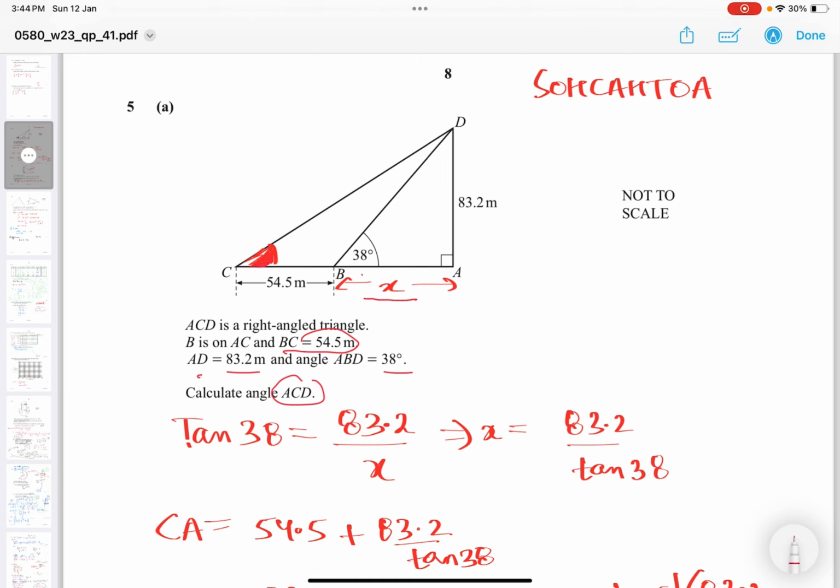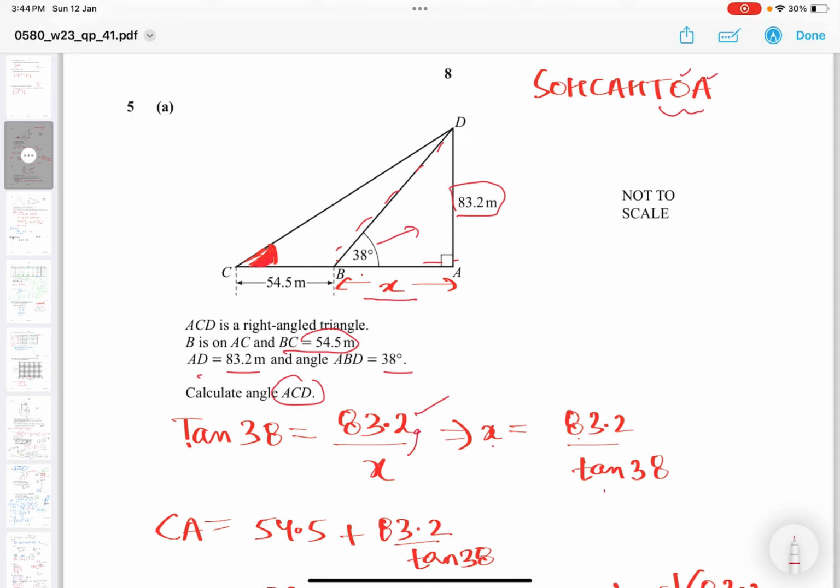For that, we will use SOHCAHTOA. So we can use TOA over here. Tan equals opposite upon adjacent. What do you mean by opposite? We are using this triangle, and opposite means the side opposite to the angle, that is 83.2. So it would be 83.2 upon adjacent, that is x. If we take the reciprocal of both sides, x equals 832 upon 1038. We just take the reciprocal of both sides.